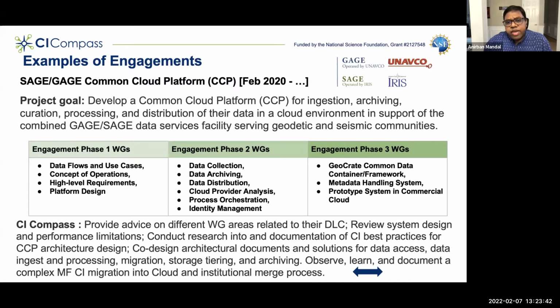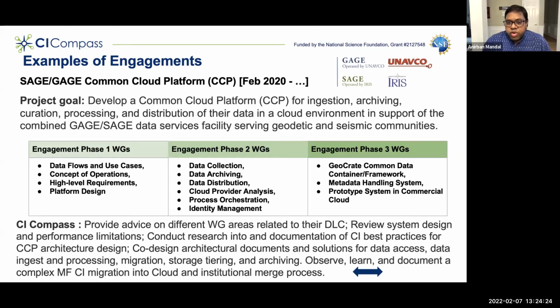Then engagement phase 2 was a much more involved engagement where we provided advice on much more detailed elements of the system design. We looked into data collection, archiving, distribution, provided analysis for clouds, process orchestration, and identity management. So this looked into evaluating alternatives, doing the research on different techniques and technologies and CI tools that are available in the community that could be applied to the common cloud platform system design.